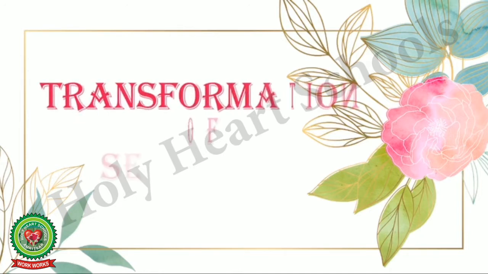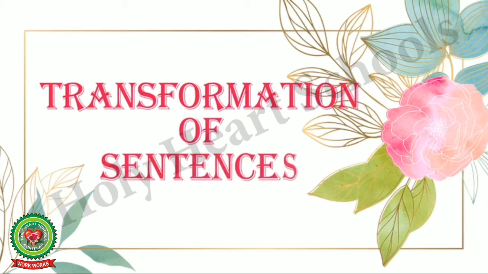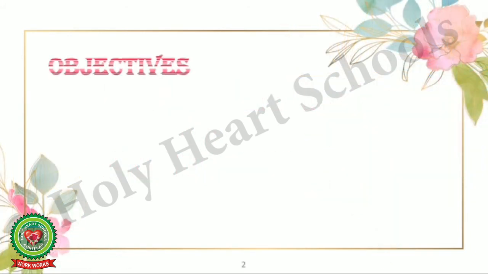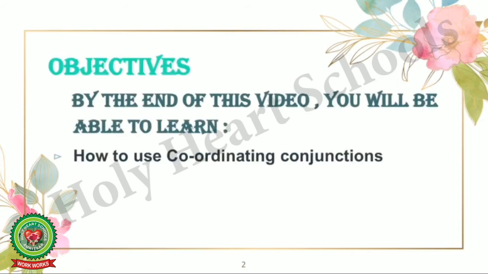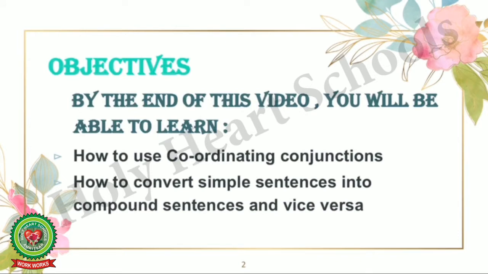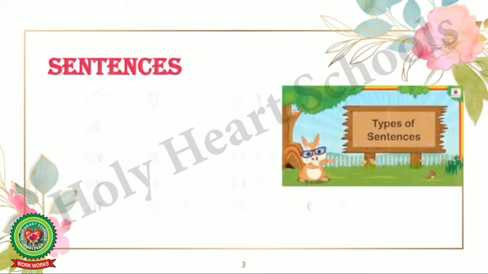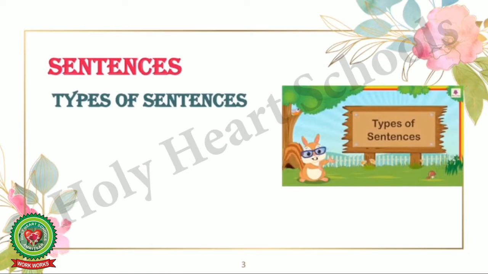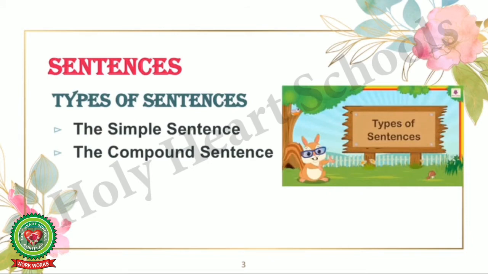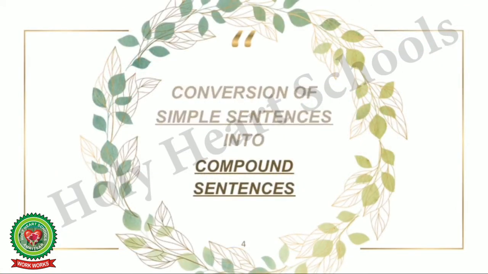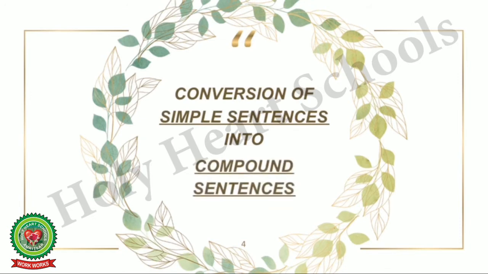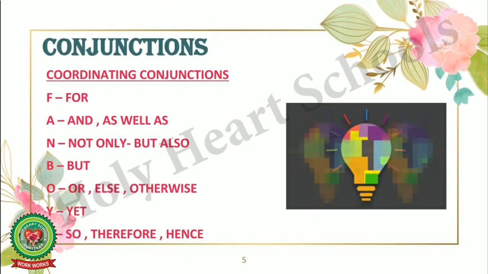In today's video, we are going to do transformation of sentences, and by the end of this video, you will be able to learn how to use coordinating conjunctions and how to convert simple sentences into compound sentences and vice versa. So children, you have already learned three types of sentences, that is the simple sentence, the compound sentence and the complex sentence. Today we will learn how to convert simple sentences into compound sentences by using coordinating conjunctions.